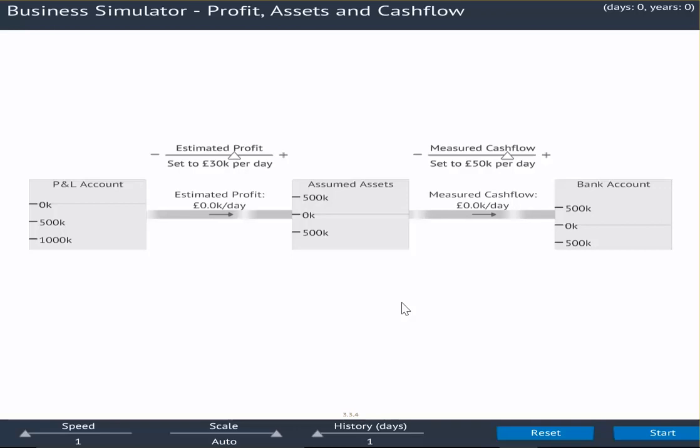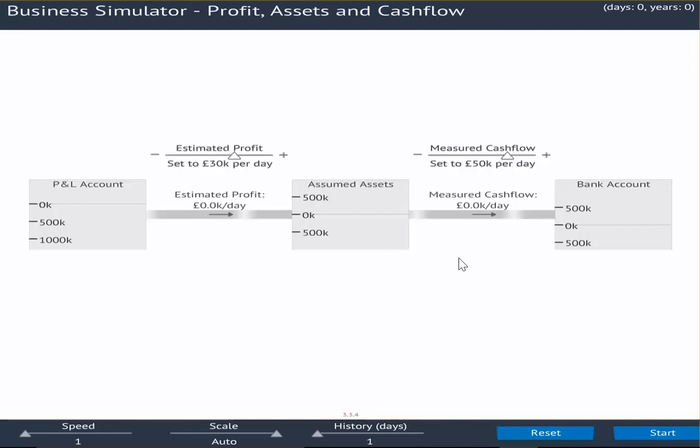This is a model of the profit equation that we've just derived. Estimated profit is equal to the assumed asset change plus the measured cash flow. What we've done is to combine revenue and costs into a single pipe for estimated profit, combined all the non-cash assets and liabilities into a single tank called assumed assets, so the receivables, the payables, and the inventory. And then finally, receipts and payments have been combined into a single pipe for measured cash flow.